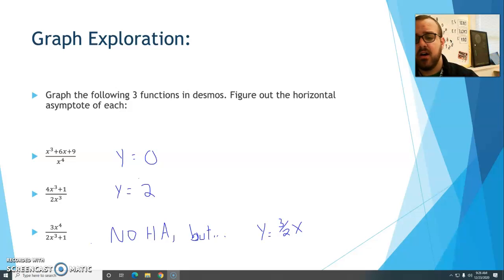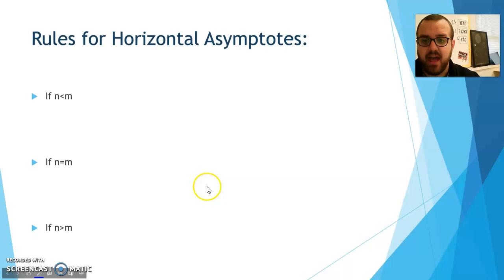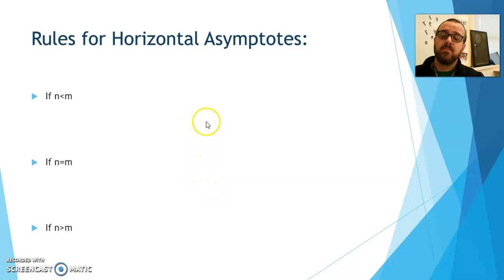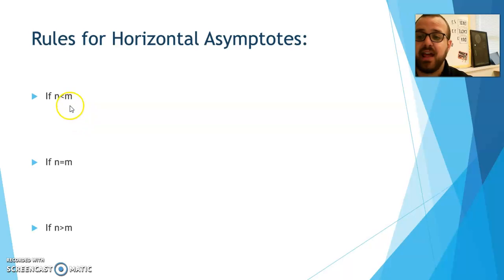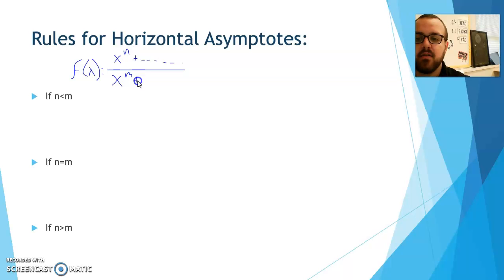But before we do that, let's formalize the rules we have here for horizontal asymptotes. There are three main things that can happen. I say n and m here. What I'm talking about is the degree of the numerator and the degree of the denominator. If we think of our rational function, with the numerator being x to the n and whatever else is up there, and the denominator being x to the m and whatever else is down there, these would be the highest degrees, the degree of the numerator and the degree of the denominator. There are three different things that can occur.